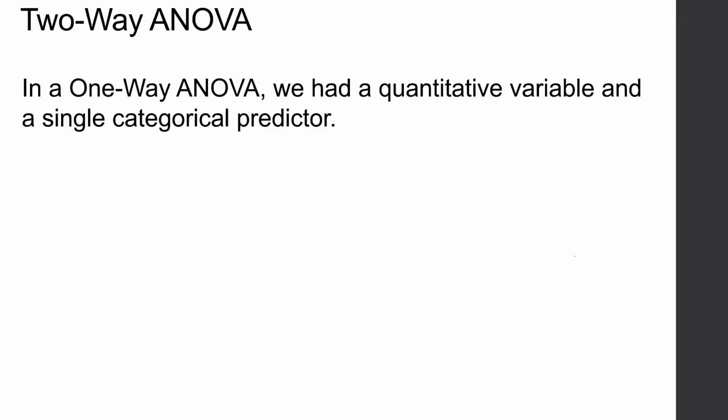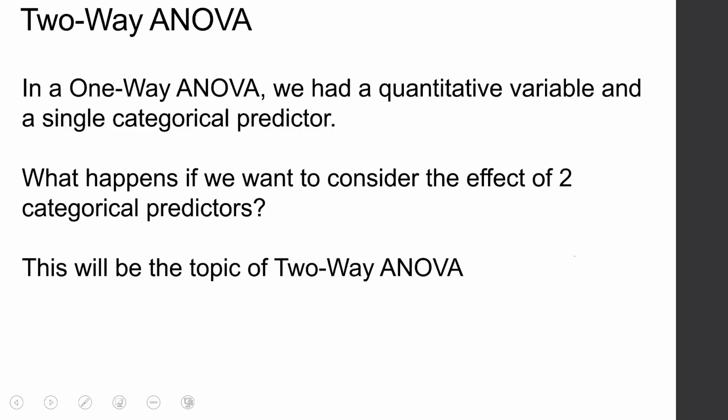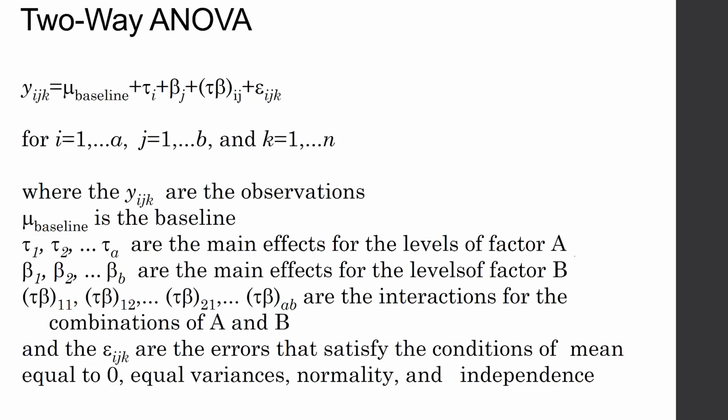So in a one-way ANOVA, we had a quantitative variable that we were trying to predict and a single categorical predictor. So we had a quantitative response and one categorical variable predictor. We might have had three different levels of that categorical variable, but it was just one categorical variable. So what happens if we want to consider the effect of two categorical predictors? This will be the topic of a two-way ANOVA.